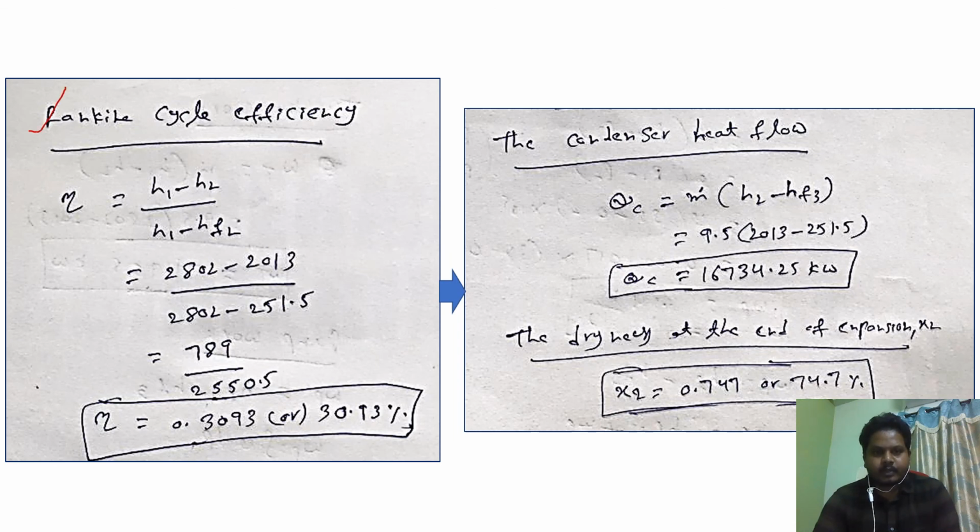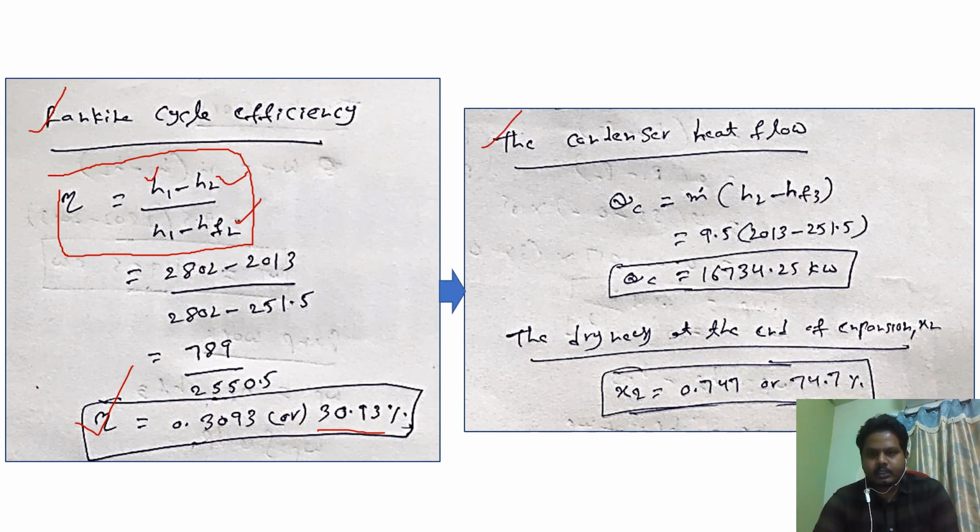The other question is Rankine cycle efficiency. We know that Rankine cycle efficiency equals (h1 minus h2) by (h1 minus hf2), that is net work done divided by heat addition. Here we know all the values. The h1 value we have taken from the steam table, the h2 value we have calculated, and the hf2 value we have taken from the steam table. Substitute all the values, and we will get the efficiency of the Rankine cycle, that is 30.93%.